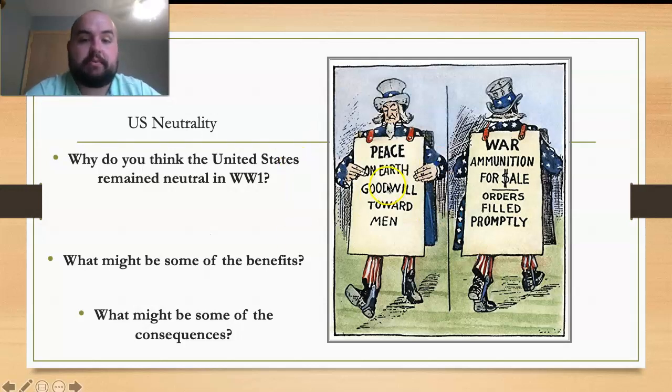The United States did profit hugely from remaining neutral. Initially in the war, they actually did sell weapons and ammunition to both sides. Some of the benefits are probably pretty obvious. They made a ton of money selling to both sides of the war. However, what might be some of the consequences of this? Give you a second to think.